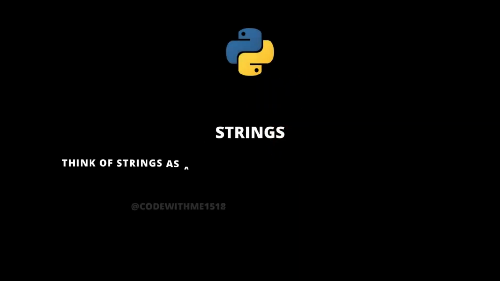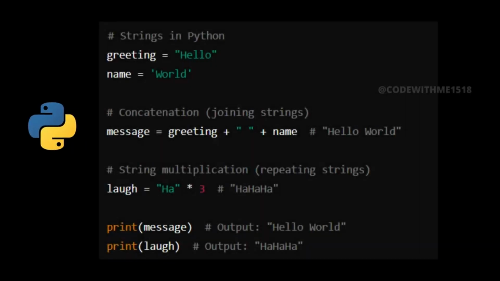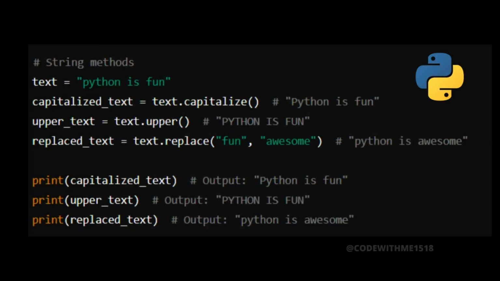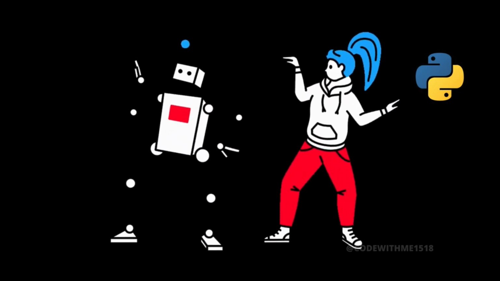Next up, strings. Think of strings as a way to work with text. Anything inside quotes, single or double, is a string. Check this out. Simple, right? But wait, there's more. Python has tons of built-in string methods to manipulate text. You can convert cases, replace parts of strings, split them, and so much more. String manipulation is incredibly powerful and super fun to experiment with.